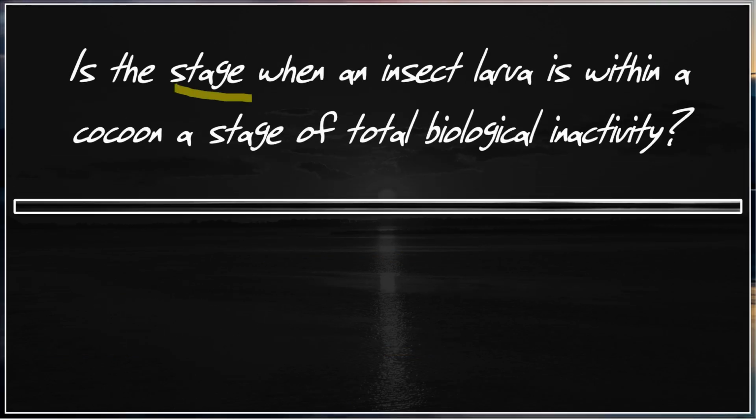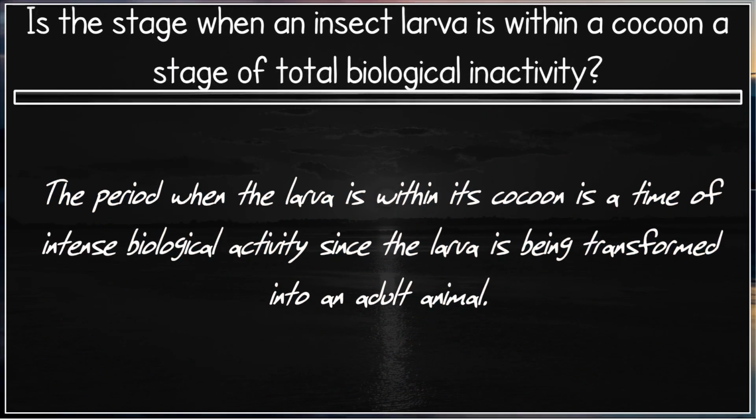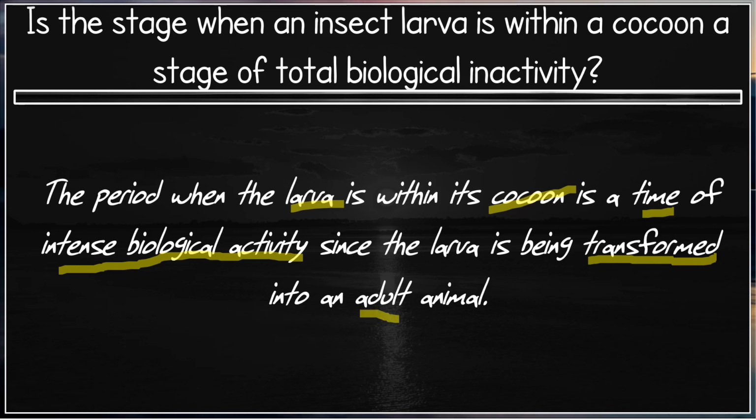Is the stage when an insect larva is within a cocoon a stage of total biological inactivity? The period when the larva is within its cocoon is the time of intense biological activity, since the larva is being transformed into an adult animal.